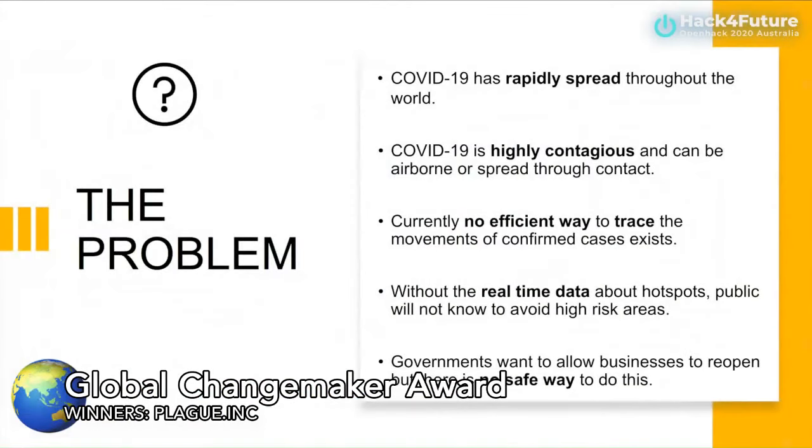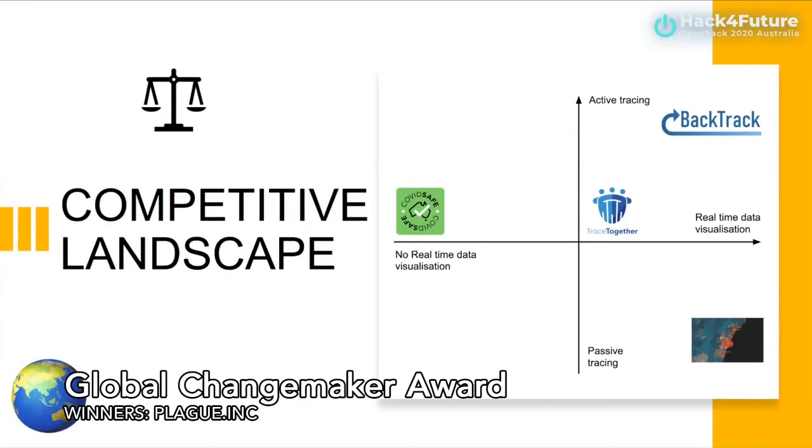The world collectively has been suffering from the spread of COVID-19. It is a highly contagious, airborne virus and can spread through contact and surfaces. And there isn't an effective solution out there that efficiently traces cases to positive contacts. Here are some of the solutions released by the governments around the world. But as you can see from the graph here, only our solution satisfies all the criteria. That is, active, accurate tracking and real-time data updates.